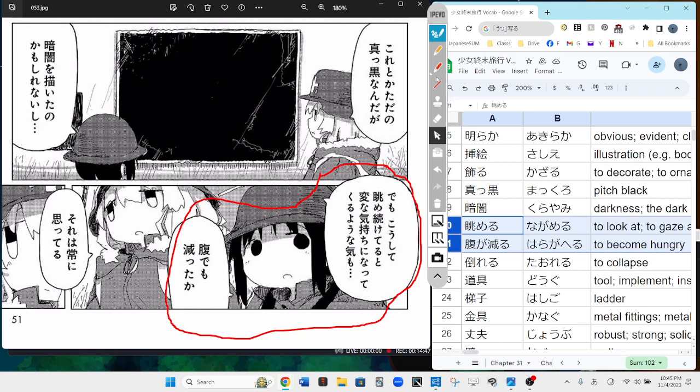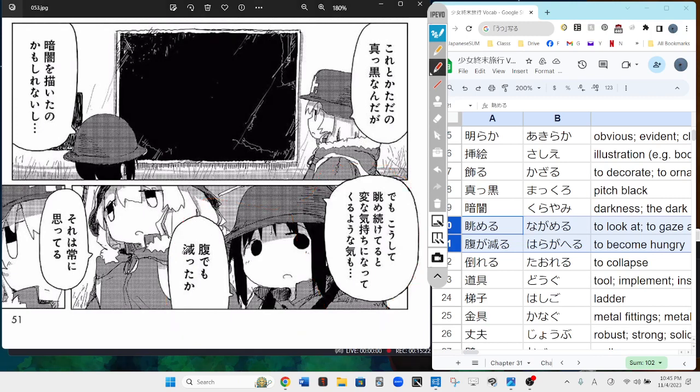demo koshite nagameru tsuzukete. Ah, but if we look, staring at it for a long time, it's kind of giving me like a strange vibe, strange feelings. Perfect. Kimochi. Then hara demo, I'm getting a bit hungry. Why is there a hara demo hit?